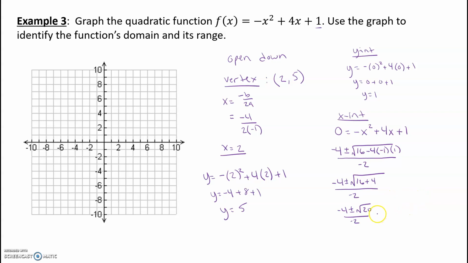I can rewrite 20 as 4 times 5, so we can take the square root of 4. Sorry, I'm running out of room here. That gives 2 root 5 over negative 2. We'll go ahead and simplify this. The negative is going to make it positive: 2 plus or minus the square root of 5.